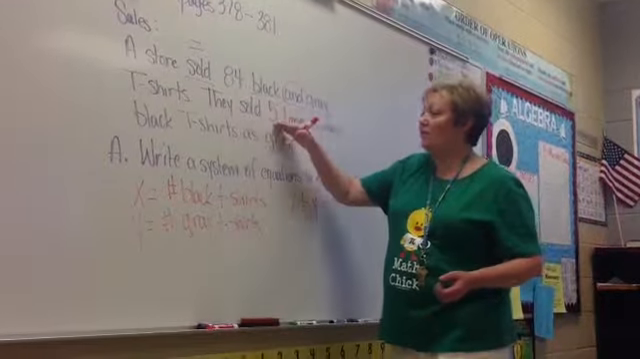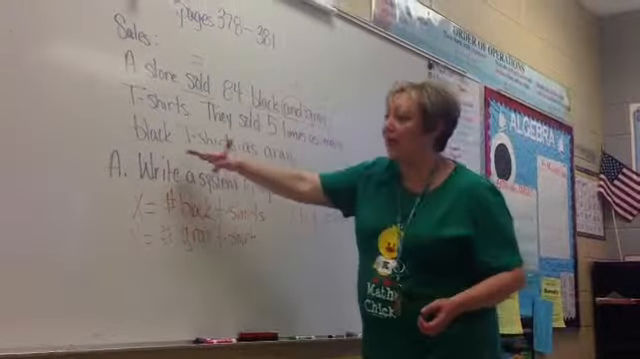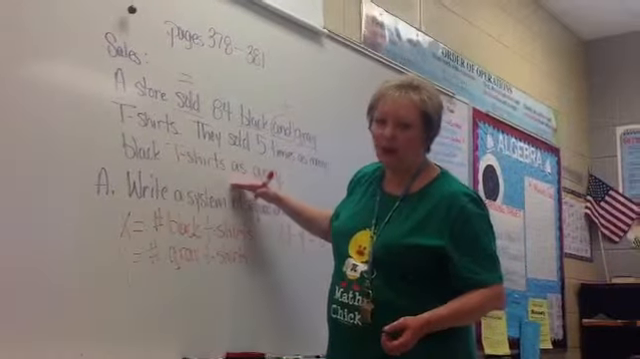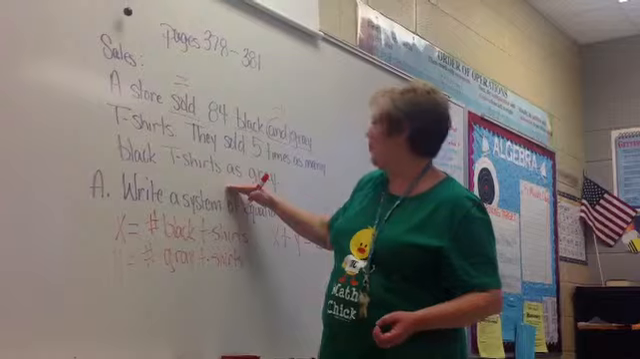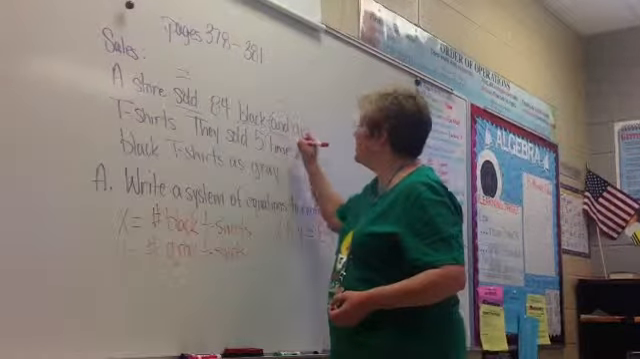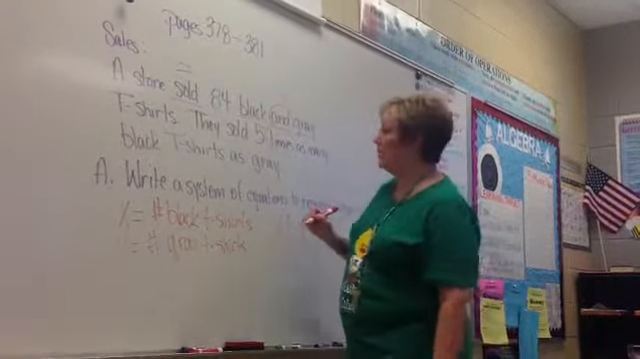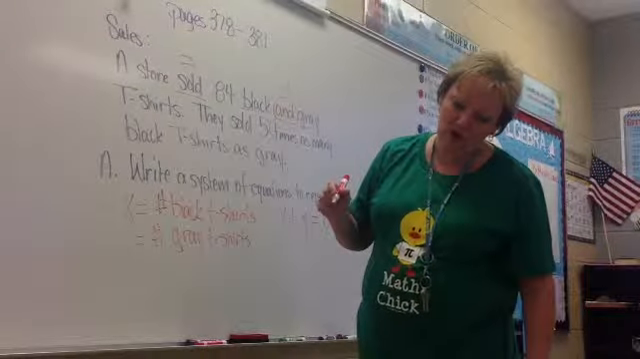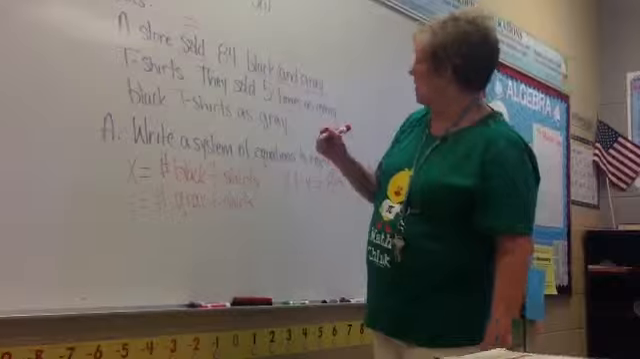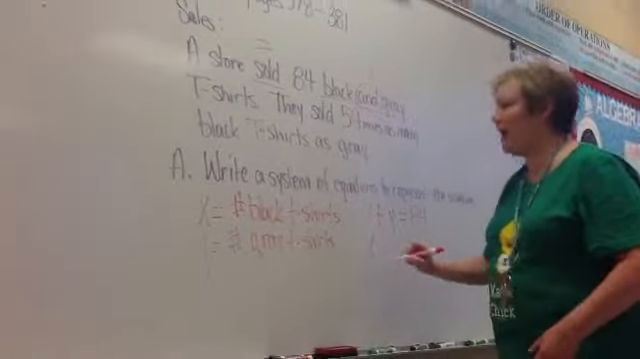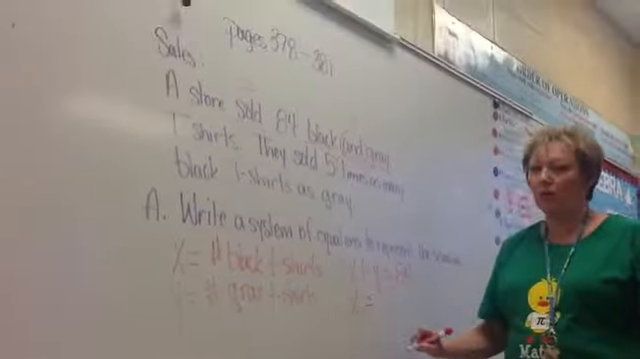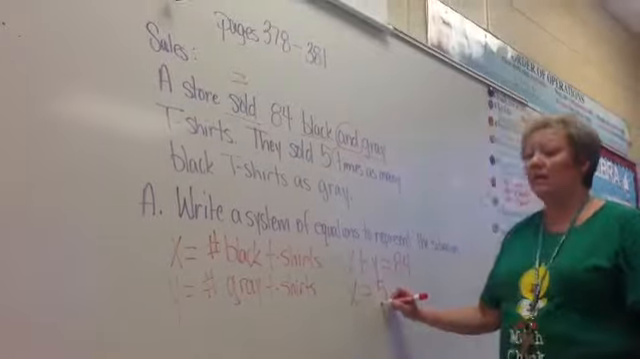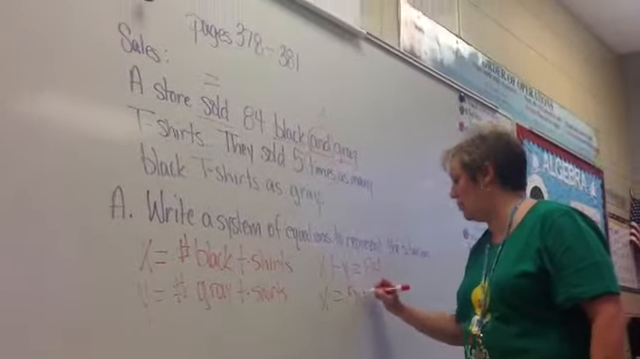They sold 5 times as many black t-shirts as gray t-shirts. Now, what does this word mean? That's an easy one. It means multiplication. They sold 5 times as many black t-shirts as gray t-shirts. So here, our black t-shirts equals 5 times the number of gray t-shirts.